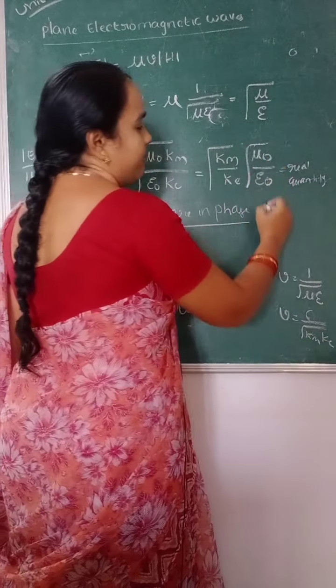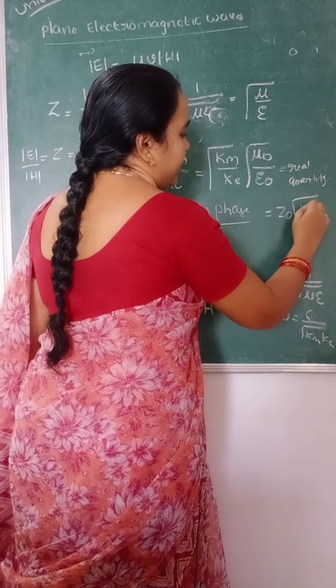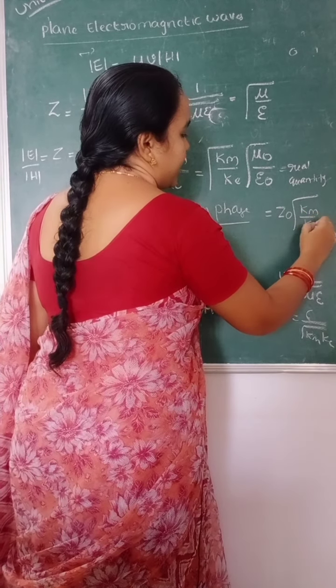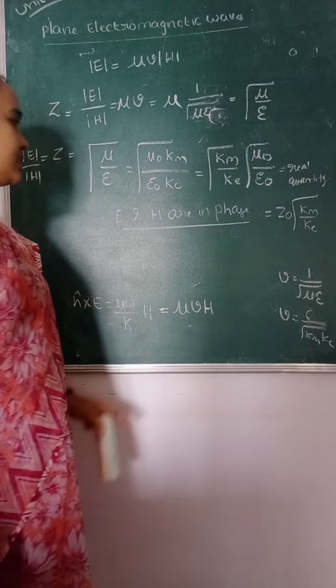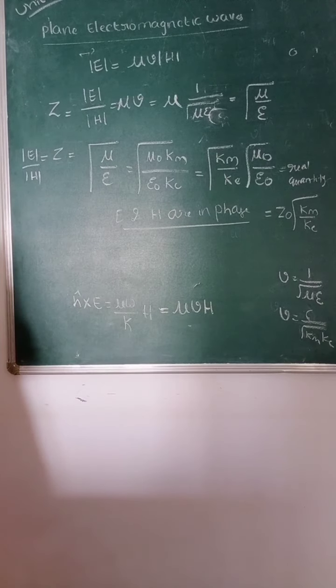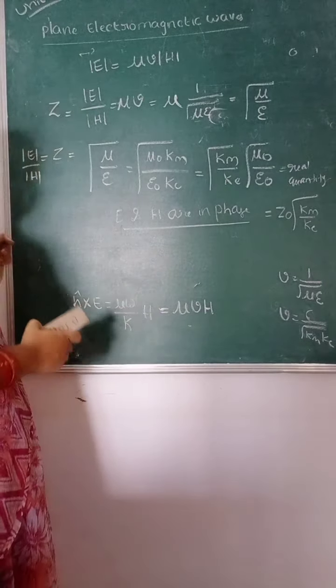Root of mu naught by epsilon naught is the impedance of free space, multiplied by root of Km into Ke, where Z naught is the impedance of the free space. This is the impedance of a plane electromagnetic wave for the isotropic medium.